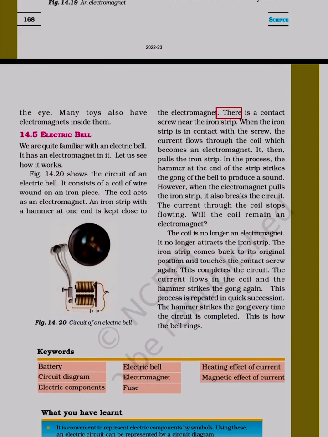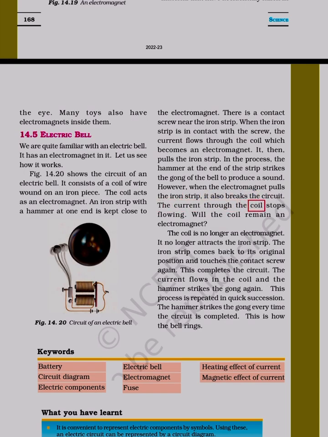There is a contact screw near the iron strip. When the iron strip is in contact with the screw, the current flows through the coil which becomes an electromagnet. It, then, pulls the iron strip. In the process, the hammer at the end of the strip strikes the gong of the bell to produce a sound. However, when the electromagnet pulls the iron strip, it also breaks the circuit.